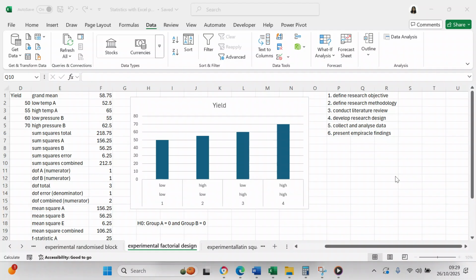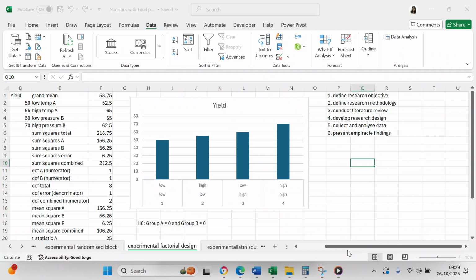Number 1, you're going to define your research objective. Number 2, you're going to define your research methodology. Number 3, you're going to conduct a literature review. Number 4, you're going to develop research design. Number 5, you're going to collect and analyze data. And number 6, you're going to present empirical findings.